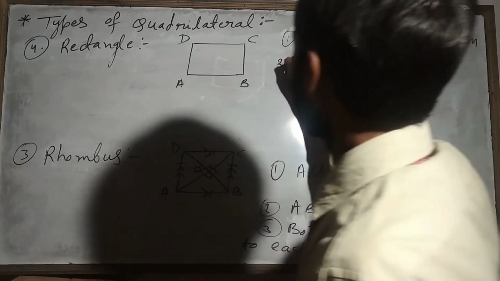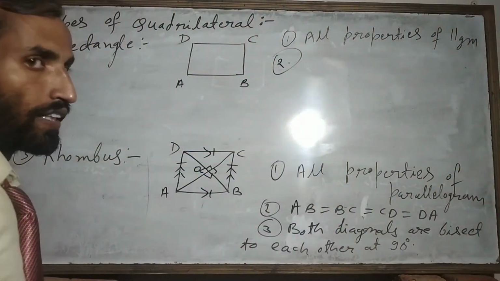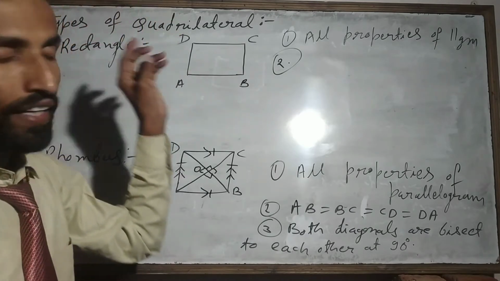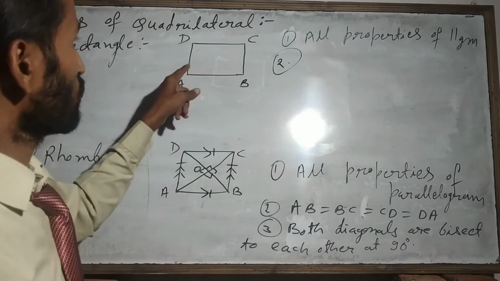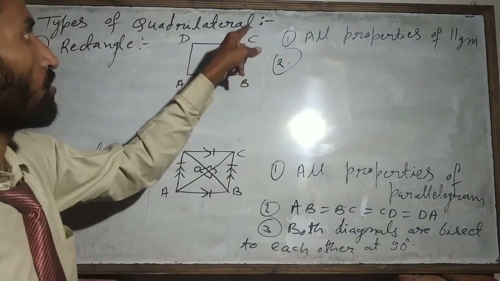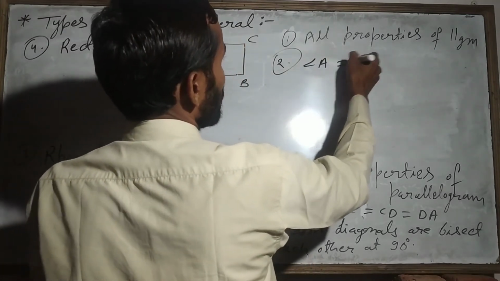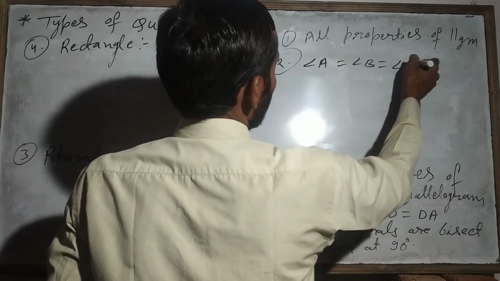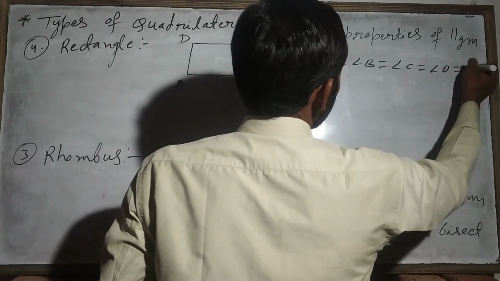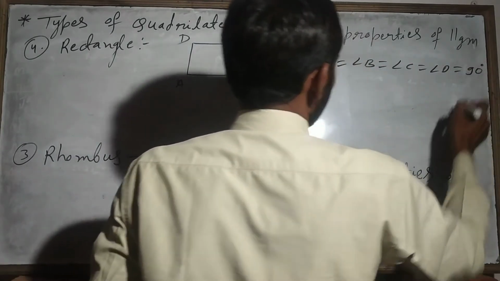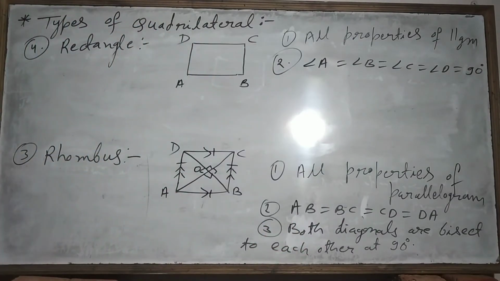Now the second thing, the extra in the rectangle is that all angles will be 90 degrees. So angle A is equal to angle B is equal to angle C is equal to angle D is equal to 90 degrees. This is the main difference between the rhombus and the rectangle.